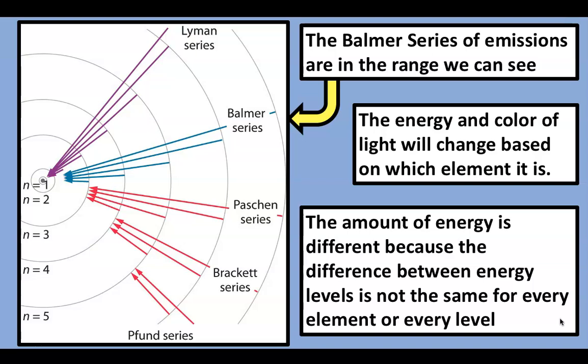The energy and the color of light ultimately will change based on the element that you're dealing with. The amount of energy obviously is going to be different because there's a different amount of energy between energy levels. The distance from energy level 1 to 2 is different than the distance of 2 to 3, 3 to 4, and so forth. Larger the distance, greater the energy, different color of light that can be seen.